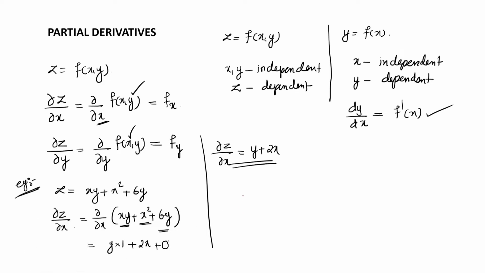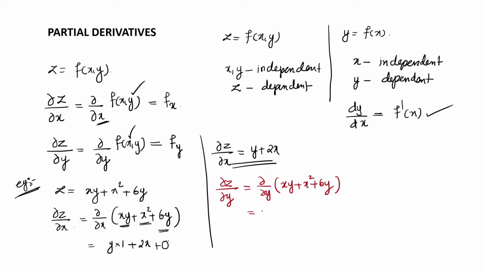Then we will differentiate the same function with respect to y. Dou z by dou y we will use, that is equal to dou by dou y of the function xy plus x square plus 6y. Now we can proceed with differentiating with respect to y.